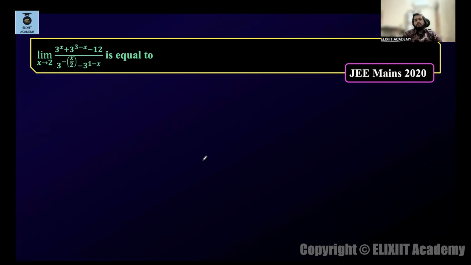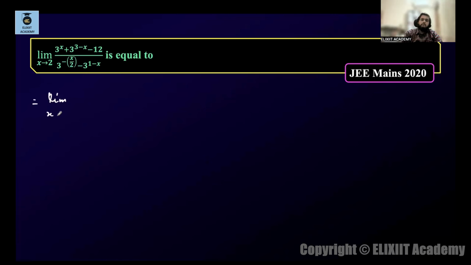Now we have this question. This question is based on limits, solving limits using substitution. Focus on this question, which says limit x tending to 2, and here we have some exponential numbers given, like 3 raised to the power of x and 3 raised to the power of 3 minus x, and so on. So the best thing we can do is simplify this.